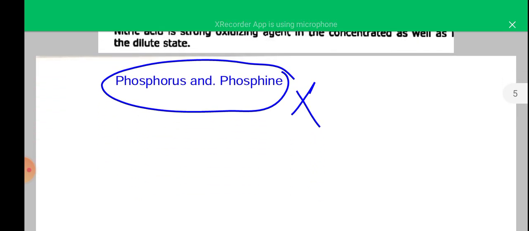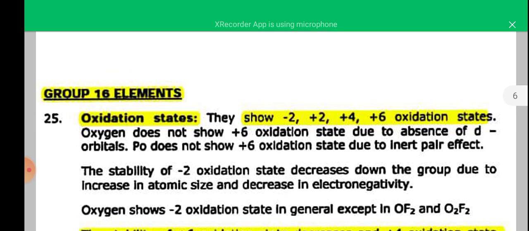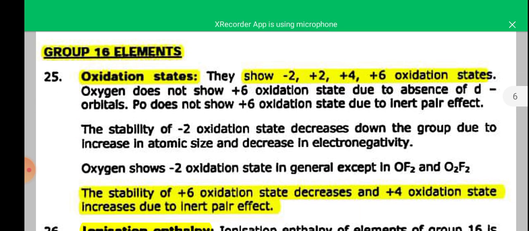Phosphorus and phosphine are not given in the syllabus, not required. Now group 16 elements are similar to group 15 elements. The common oxidation states of group 16 elements are -2, +2, +4 and +6. Oxygen does not show +6 oxidation state due to absence of d orbitals, and polonium does not show +6 oxidation state due to inert pair effect.